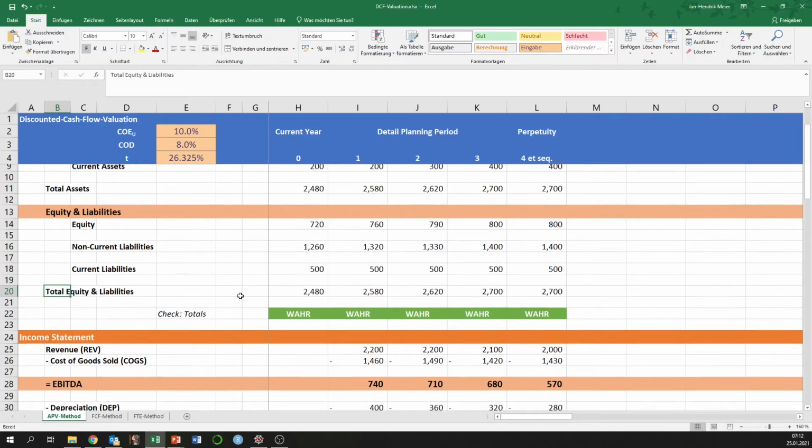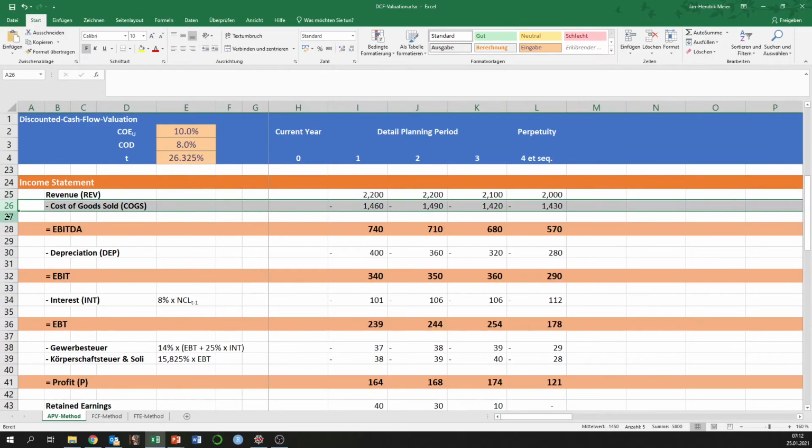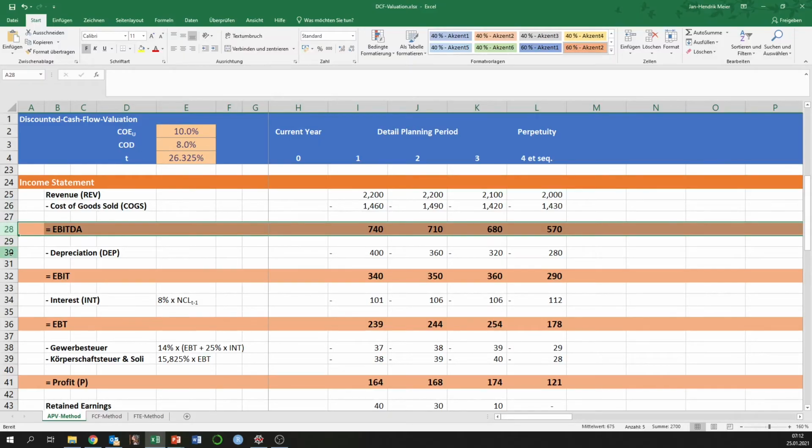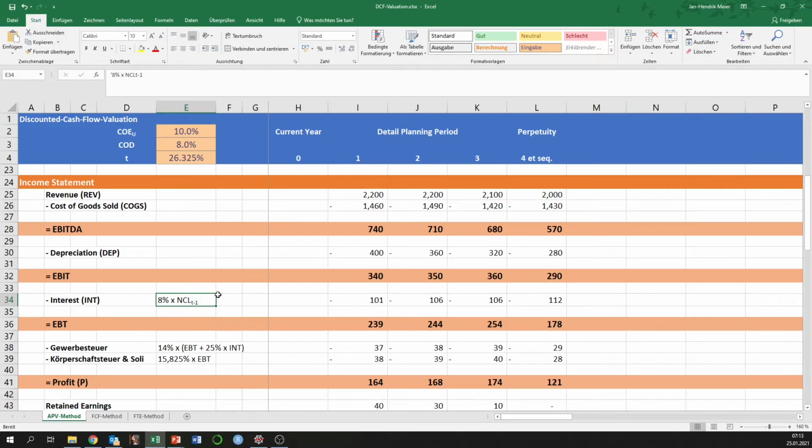Fine. So let us come to the income statement. We have a revenue line, cost of goods sold line, we have an EBITDA, we have the depreciation, we have the EBIT, we have the interest. The interest is calculated as 8% on non-current liabilities, but this is the second point we have to mind. 8% are levered on the debt of last year. So it is not in the same period, it is the debt of last year, the non-current liabilities as of last year, times 8% will give the interest.